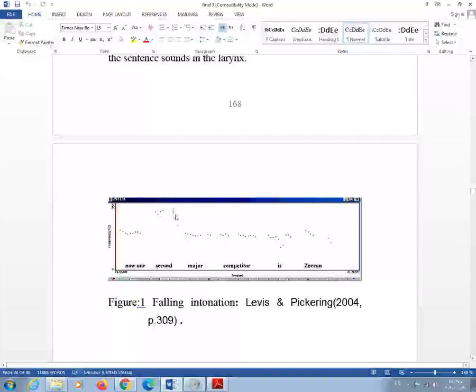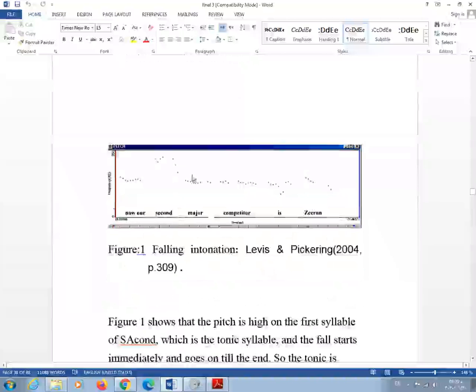This is the first stage of pitch change, as you see. Second, and this is why second is the focus word, and which syllable is the stressed one? Of course, the first, as you see, and we start falling from second. Okay. And we keep falling on the tail, because this is the tail: major competitor, and is Macron. All these words represent the tail because they come after the focus word and they take the same intonation pattern. So if we fall on the focus word, second, we keep falling until the end.